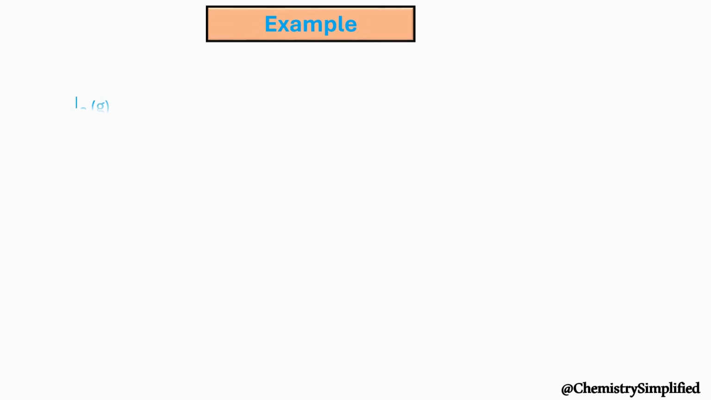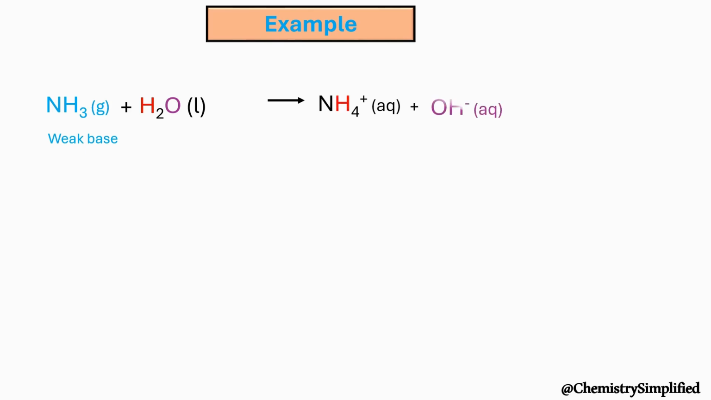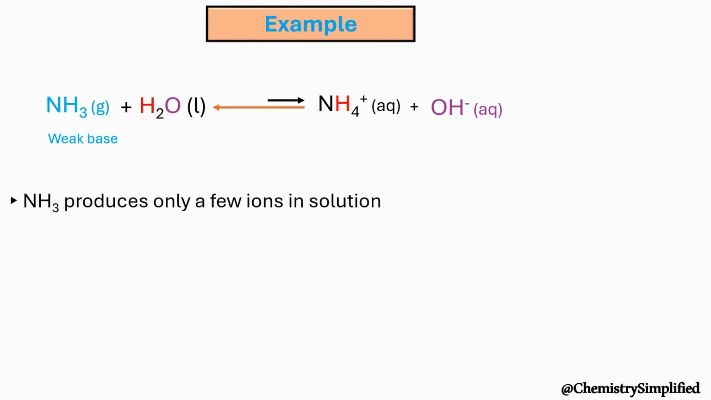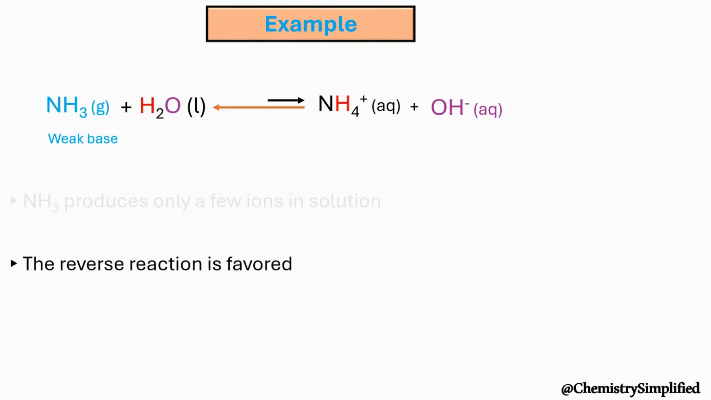Let's add an example. Ammonia, which is a weak base, reacts with water. We have a small arrow to denote that the forward reaction is not favored. It produces ammonium ion plus hydroxide ion. And the reverse reaction is favored because it's a weak base. It does not ionize much in solution. So ammonia produces only a few ions in solution as expected because it's a weak base. As a weak base, it does not dissociate or ionize much in solution.